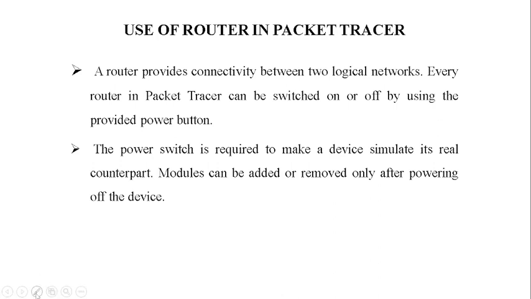Before going to the types of routers, first let us see what the use of a router in Cisco Packet Tracer is. A router provides connectivity between two logical networks. Whenever you want to transfer data from one network to another network, or from one node to another node, we need what is known as a router to find the path. Every router in Packet Tracer can be switched on or off by using the provided power button.